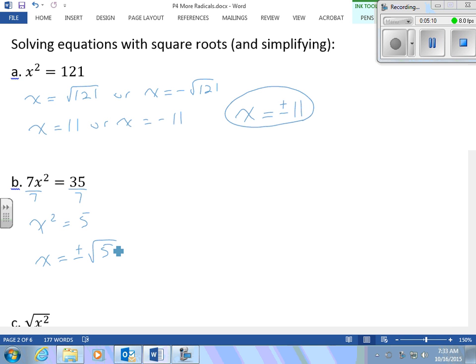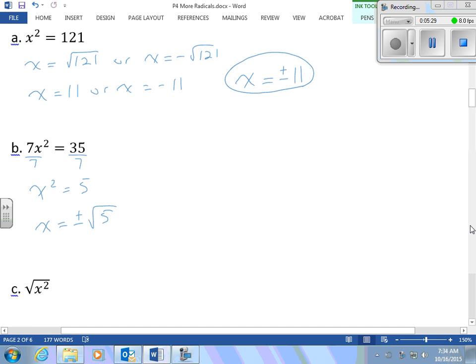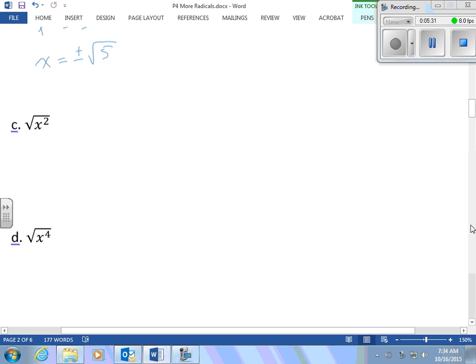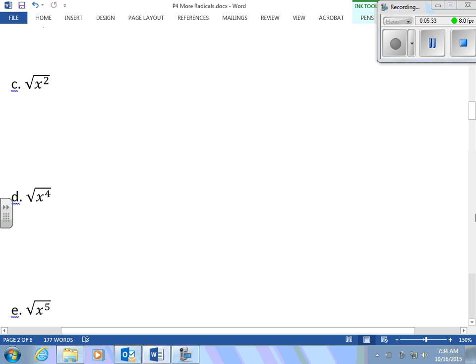If you were doing a word problem asking you how long a particular thing is or something like that, you might then be asked to use a calculator and round that to a specific number of decimals. But leaving it in its simplified radical form actually gives you the exact answer. So let's take a look at a couple of these.